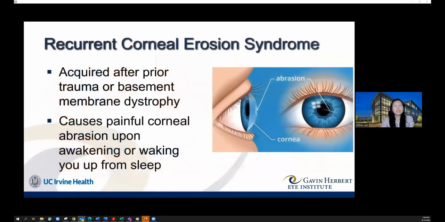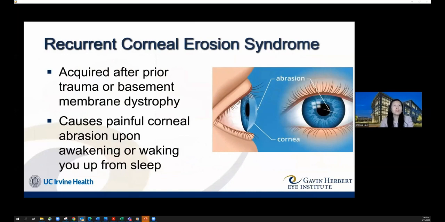What about this condition called recurrent corneal erosion syndrome? The classic story that the patient will tell us is that they woke up in the middle of the night with severe eye pain, or first thing in the morning, they open their eyes and they have excruciating pain. And by the time they get to the eye doctor later in the afternoon, it's already either resolved or much, much better. And then a few weeks or months pass and the whole thing happens again.